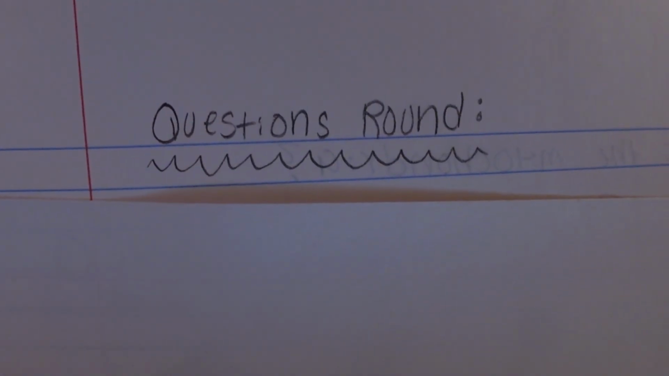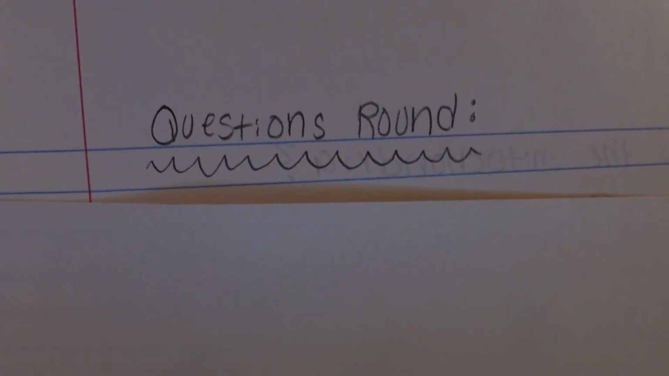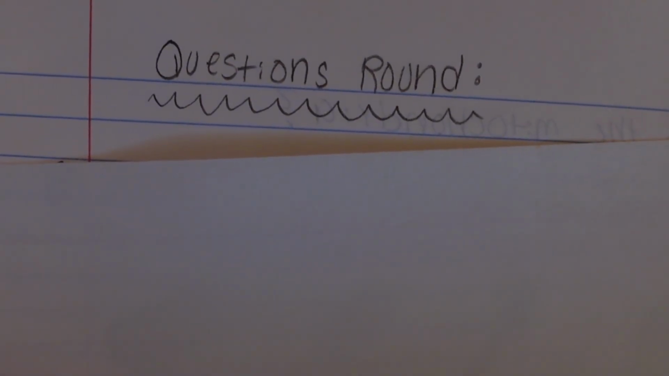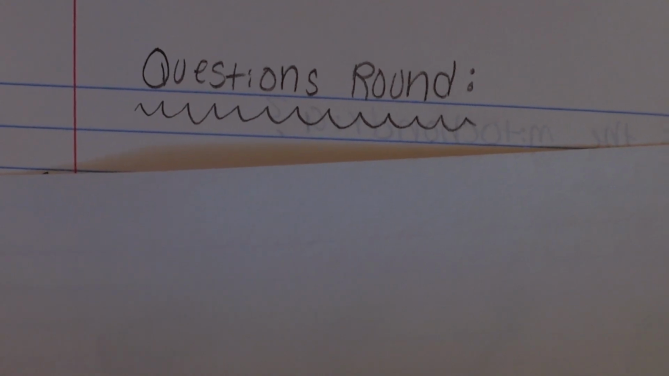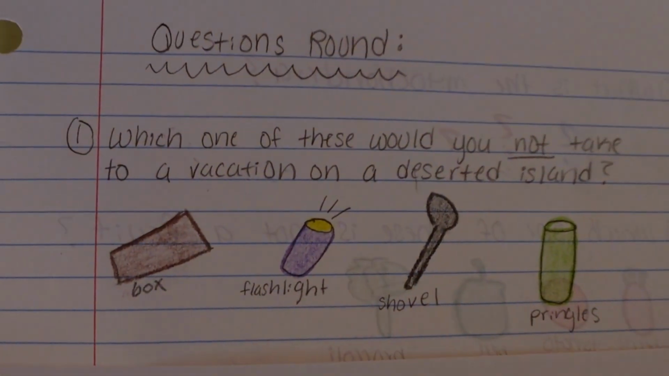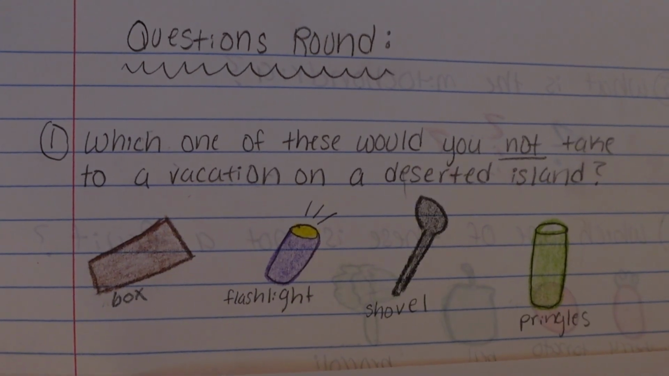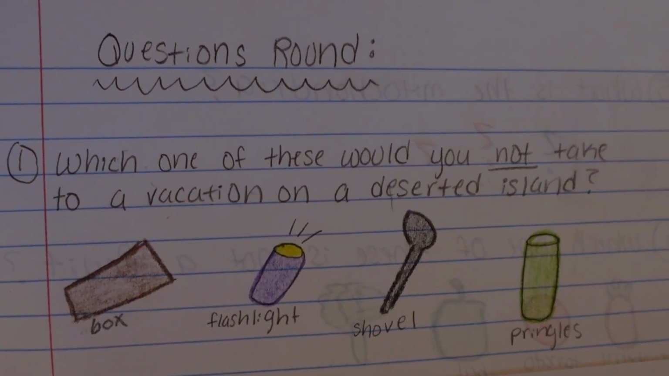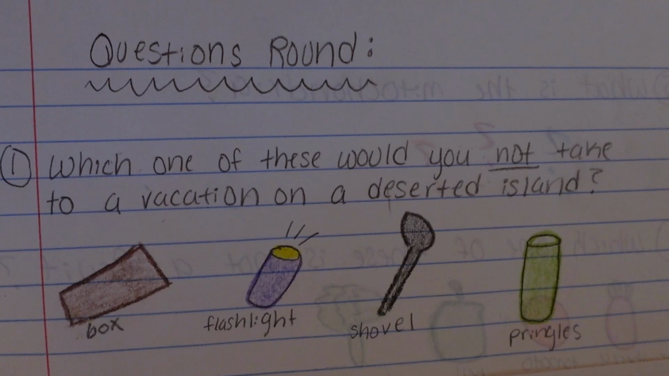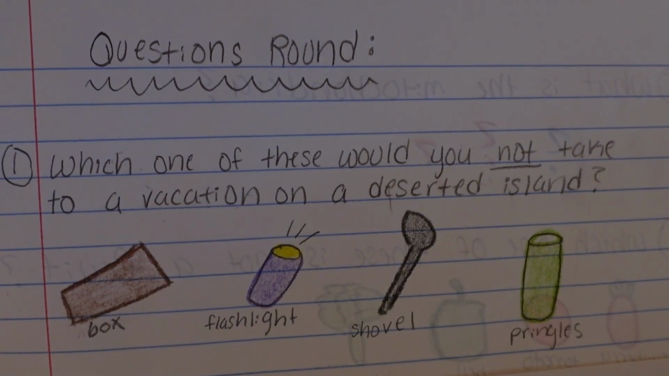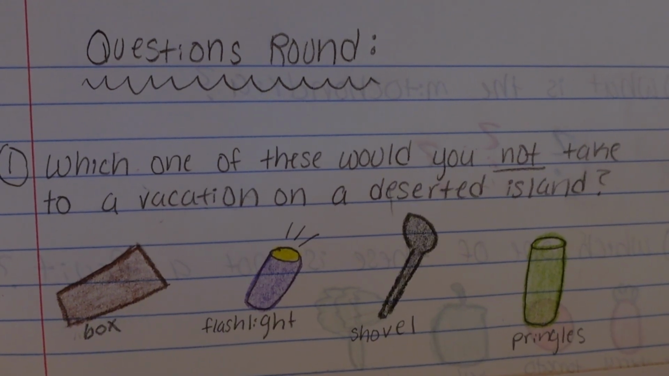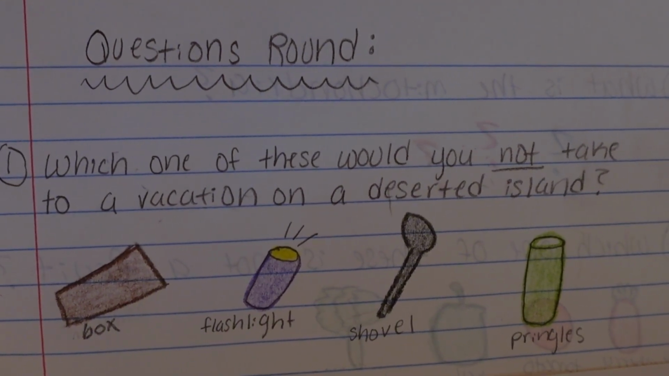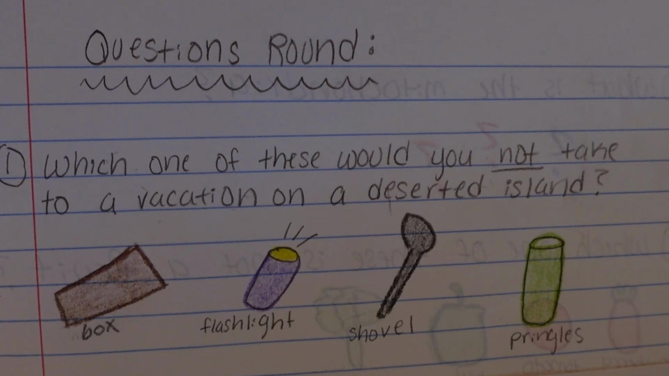So this is going to be the questions round. In this round, I'm going to just ask you a series of questions and you let me know what the answer is. So this first question says, which of these items would you not take on a vacation to a deserted island?